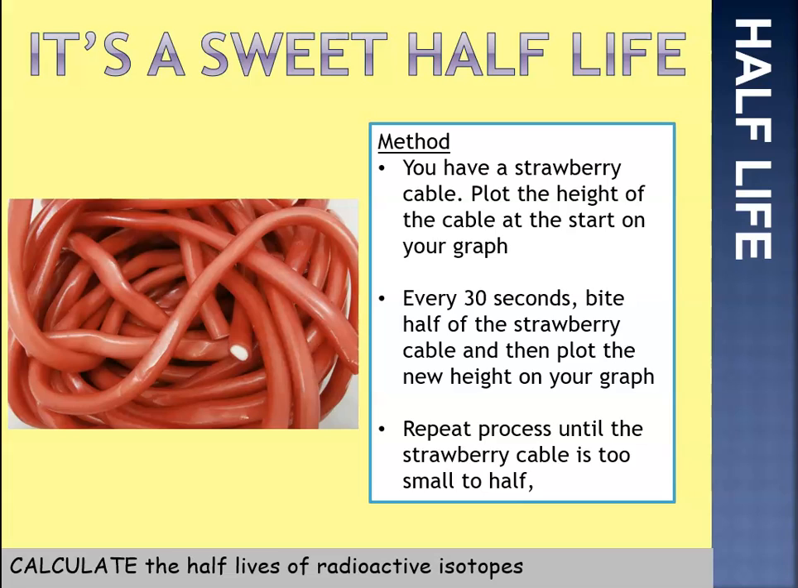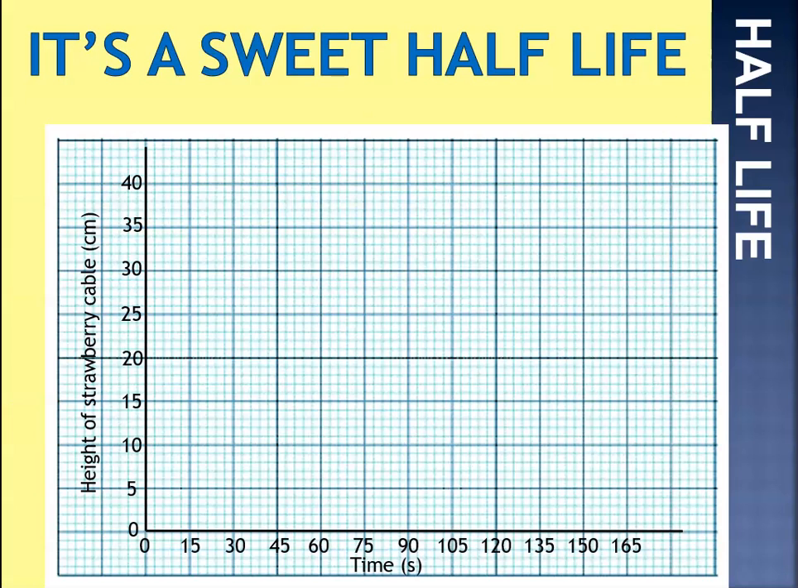Okay, so let's say we have a strawberry cable. We're going to plot the height of the cable at the start of our graph, and every 30 seconds we bite half of the strawberry cable. Then plot the new height on the graph. We're going to repeat this process until the strawberry cable is too small to halve. If we did that, our graph would look like this.